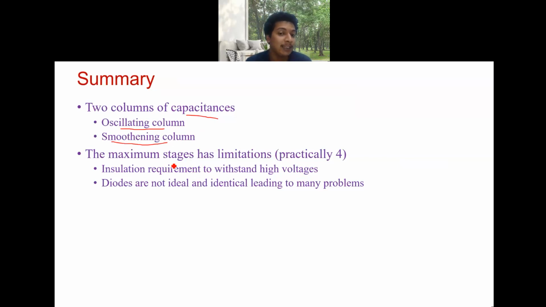How many maximum stages are possible? Seeing the design, you might think that we can go for any number of stages. Like 8 Vm is there, then why don't we go up to 10 Vm or 20 Vm? Having a 10 stage structure, we can have 20 times the output voltage, right? But that is not possible. Usually we normally go up to only 4 stages. That is the maximum.